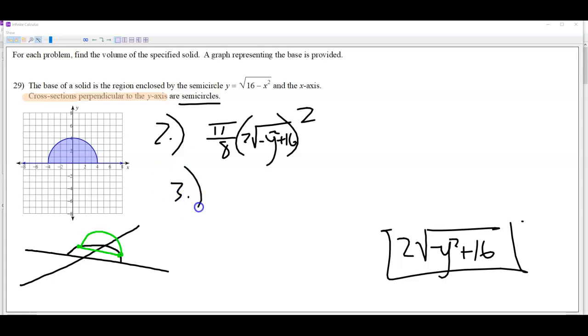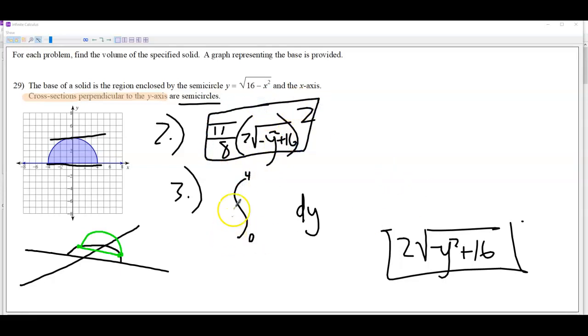Step 3 is to add together the infinite number of little semicircles that we're going to stack on top of that shaded area so that it turns into a solid, and that's done by integrating. Now, since we're integrating with respect to y, that means we're integrating from the bottom of the shape up to the top of this base shape here. So the bottom is y equals 0, and the top is 4. So we're going from 0 to 4, and we're integrating, or adding together, all of these little areas.